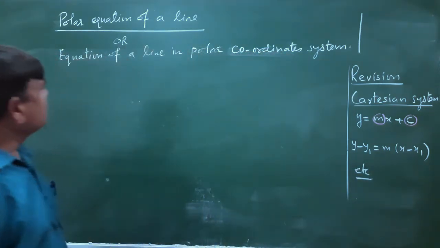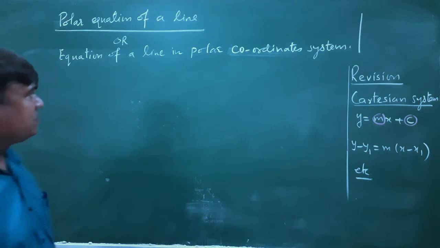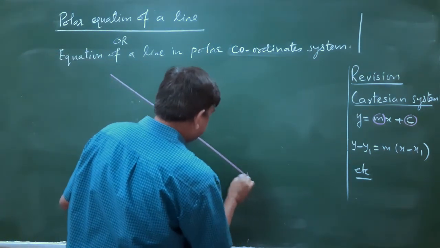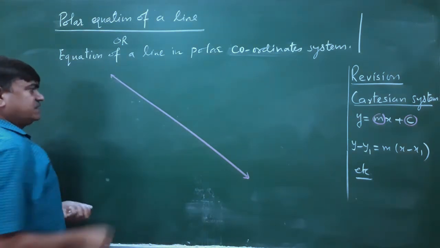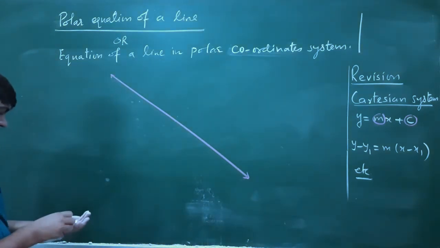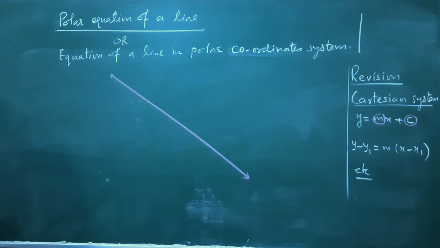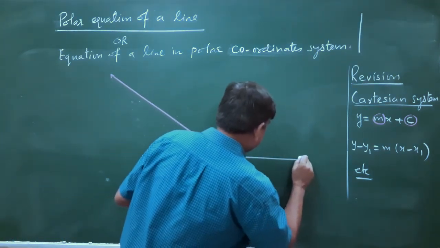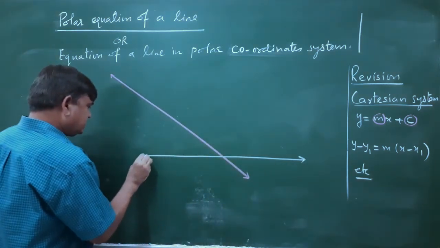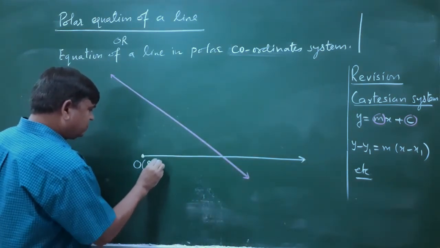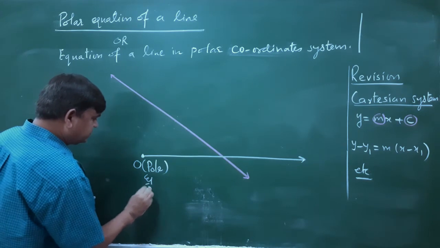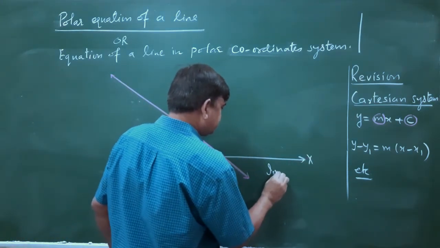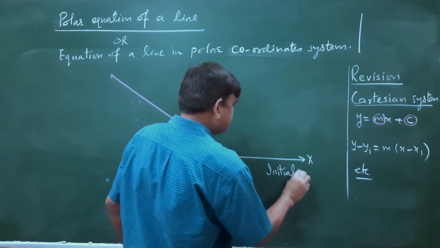What about the polar equation? In the polar equation, suppose this is the line, for example. We want to find the equation of this line. So definitely, in the plane there exists a pole and a line. Suppose this is the pole, and this is the intercept.